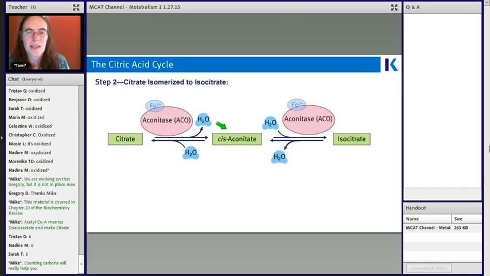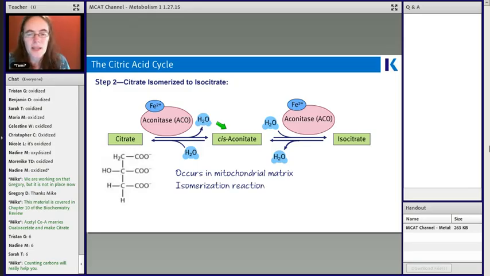Okay, so we use the same exact one. Notice I have another divalent cation. This one's a little bit different, but I still have a divalent cation on here. So this is aconitase, and this is going to do both of these reactions. They are indeed reversible. Okay, so what I'm doing here is I'm actually making an isomer. Okay, so this is an isomerization reaction.